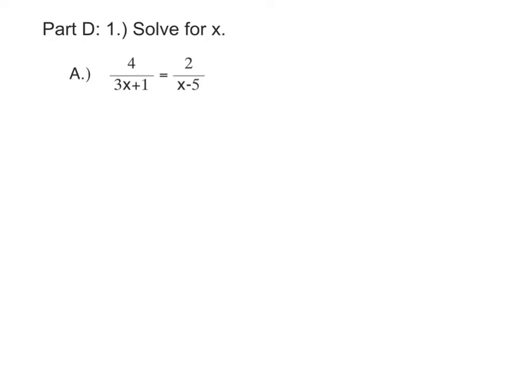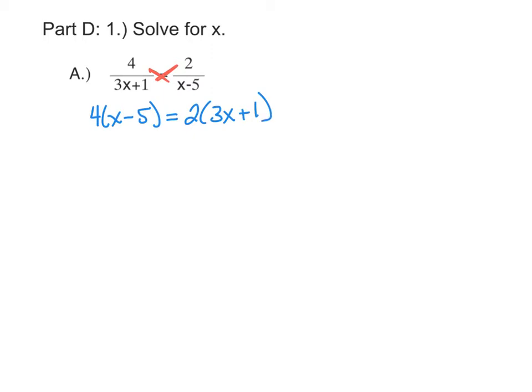When we're trying to solve rational equations, the best thing to do is get rid of the fractions. In this first example, 4 over 3x plus 1 is equal to 2 over x minus 5. Because we have one fraction equal to another fraction, this is just a proportion, so we can solve it by cross multiplying. That means 4 will get multiplied by x minus 5, and that'll be equal to 2 getting multiplied by 3x plus 1.